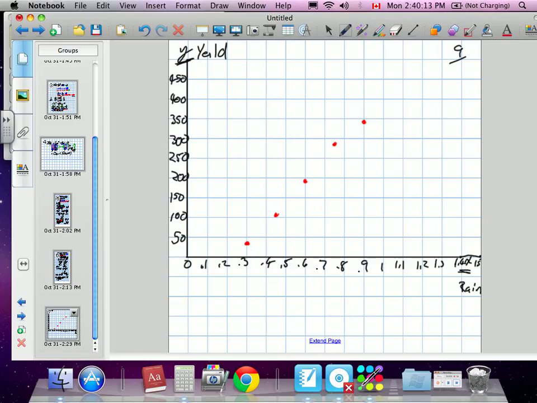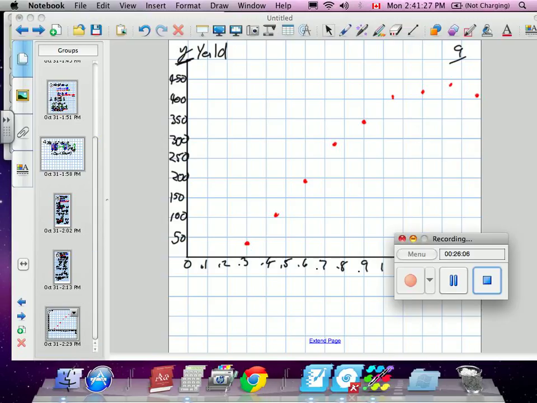1.05 and 401. 1.2 and 427. It's about there. 1.35 and 442. About there. And 1.5 and 418, which is going to be down here. Okay, so we've graphed everything.